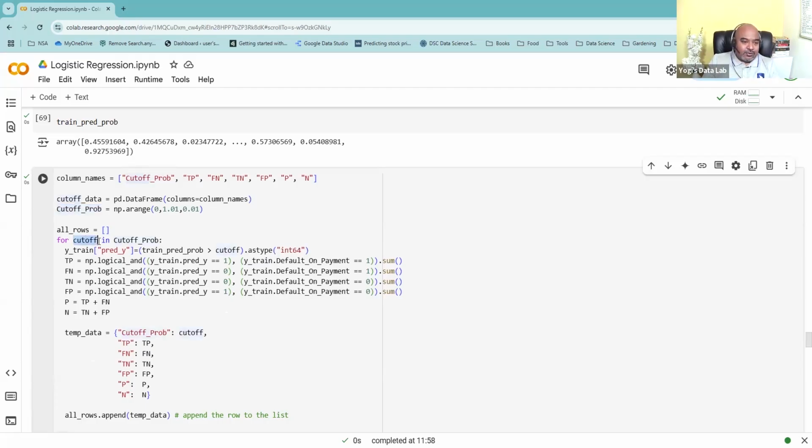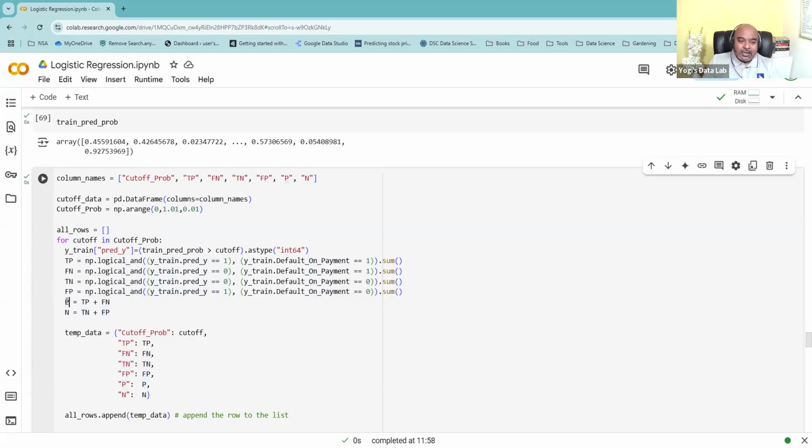So here in a loop, when the cutoff is 0.00, if my predicted probability is greater than 0.00, which gives a true or false, convert that into an integer. Whenever my predicted value is a 1 and my actual is a 1, sum up all such values and put it in true positive. Similarly, when the predicted is 0 and the actual is 1, it is a false negative. Sum up all such values and put it in false negative. Likewise, you'll get your true negative and false positive.